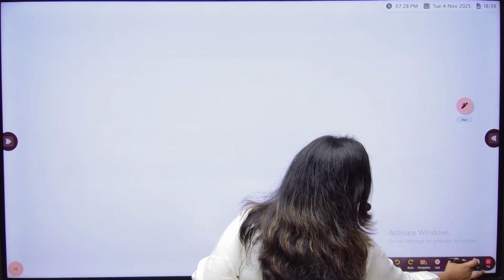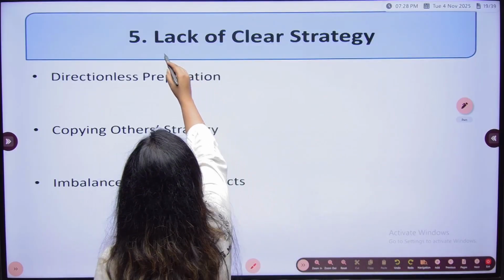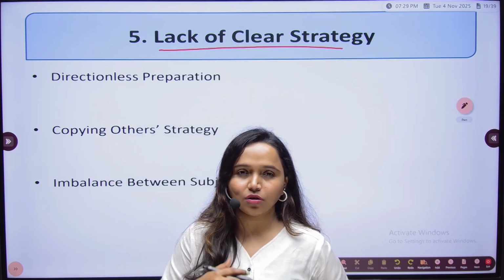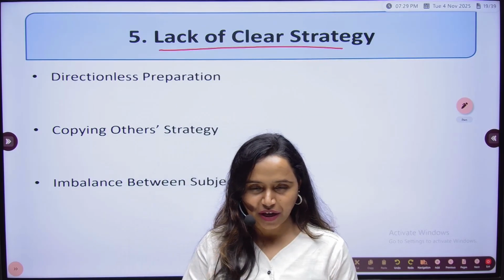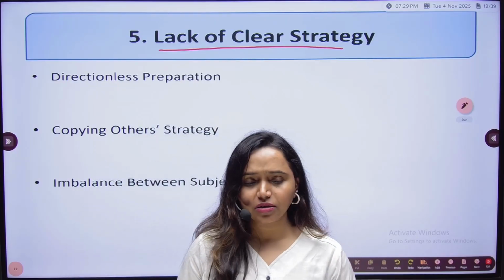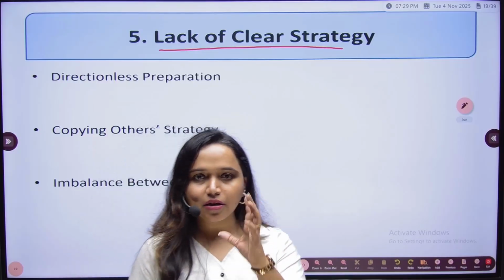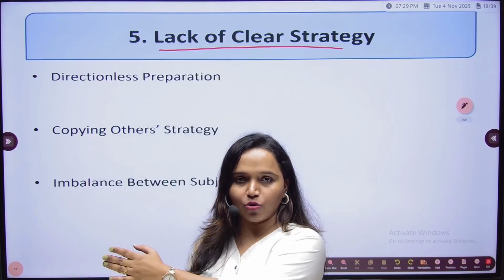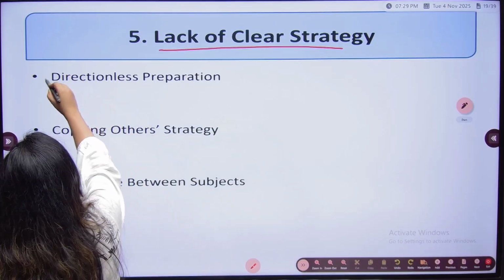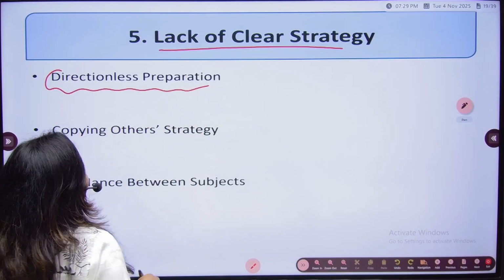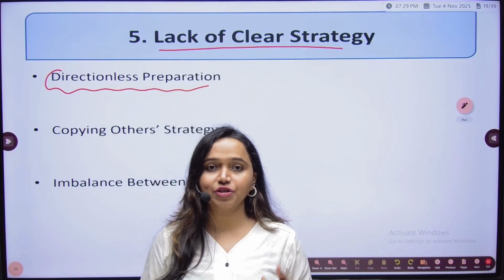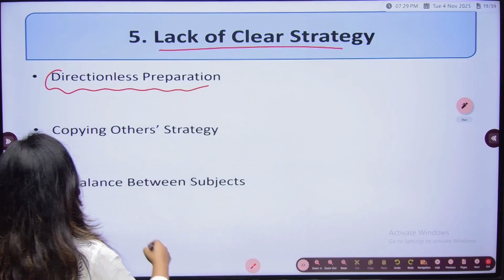then let's move to the other important challenge, which is lack of clear strategy. Now we have seen that there are 4 to 5 challenges, and one of the very important things which aspirants often miss is to have a clear strategy, a clear roadmap: what to do, what not to do, how to study, how not to study. So this is very important. And lack of clear strategy gives you a very directionless preparation. You do not know which direction to follow, which direction to go, and your preparation becomes directionless.